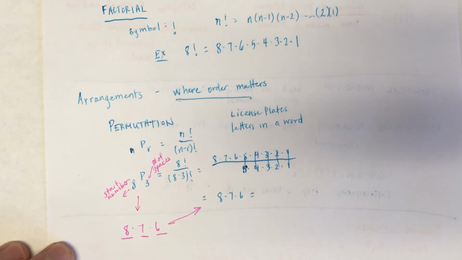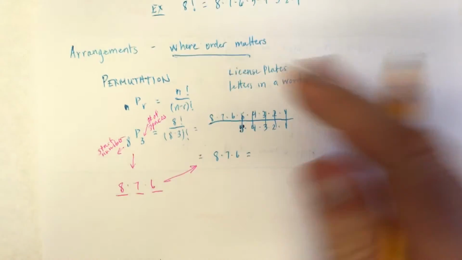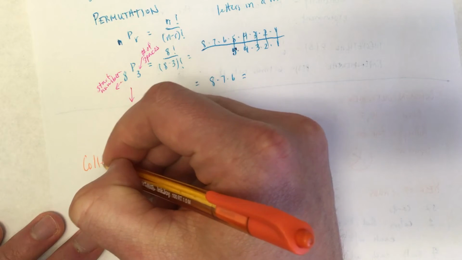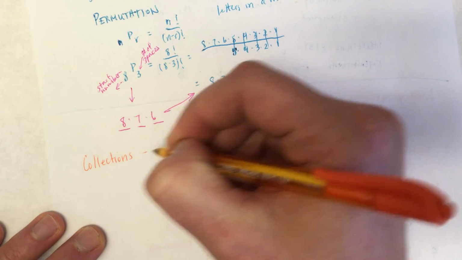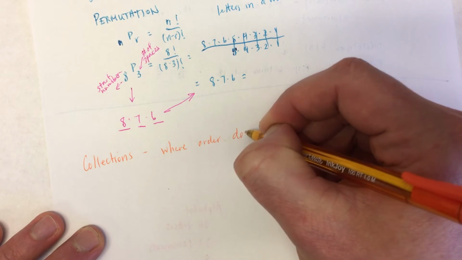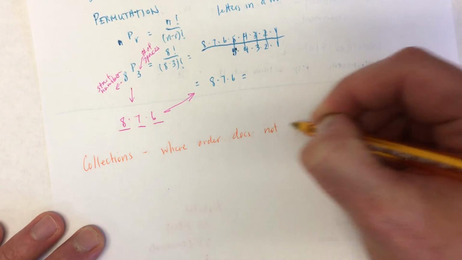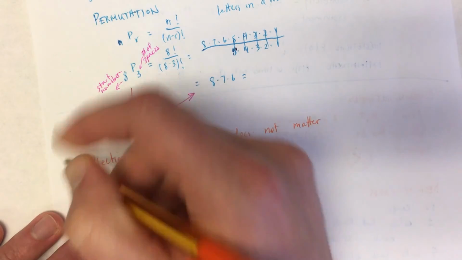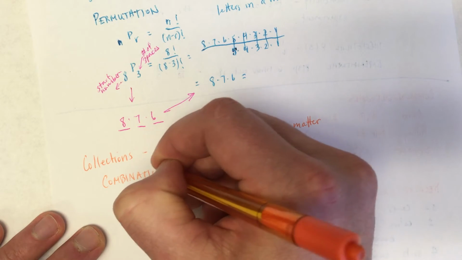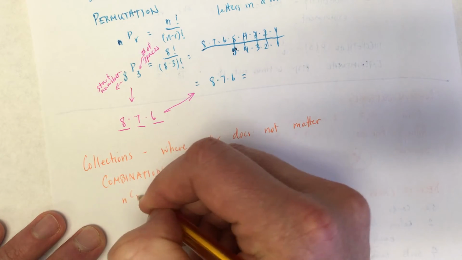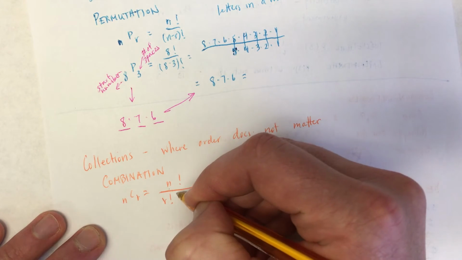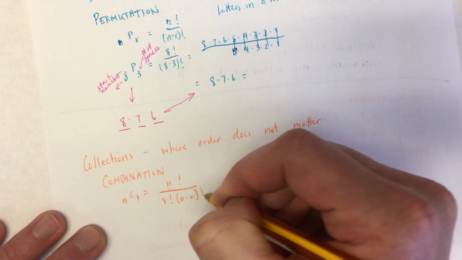The other counting technique that we have works for collections, but essentially where order does not matter. It's called a combination. It's got a symbol. It's nCr equals, here's your formula, n factorial over r factorial times n minus r factorial.